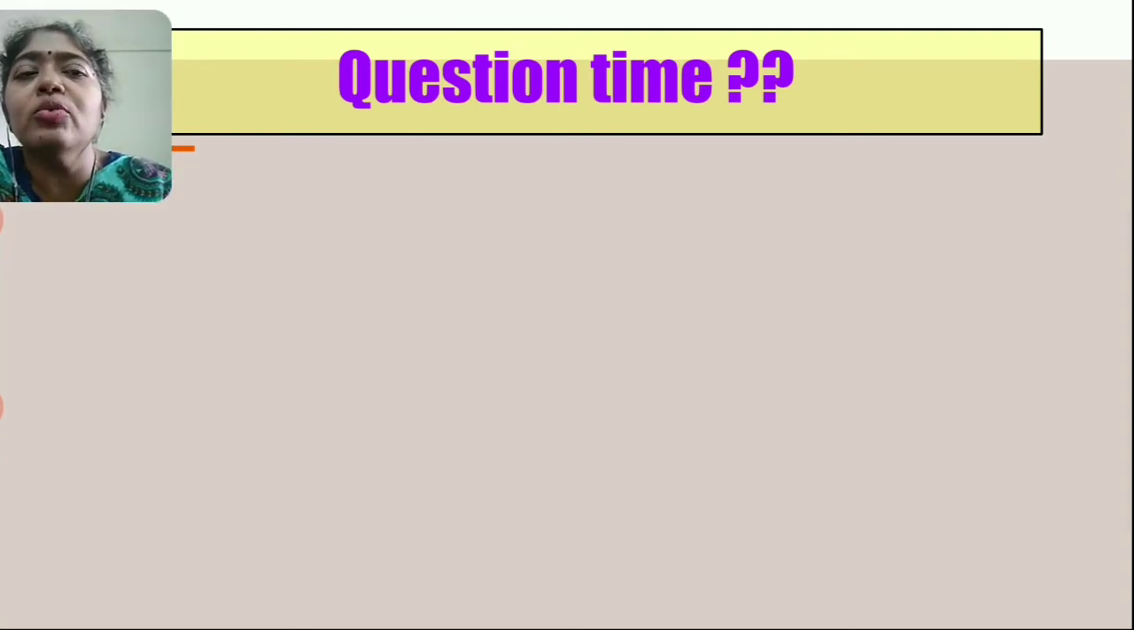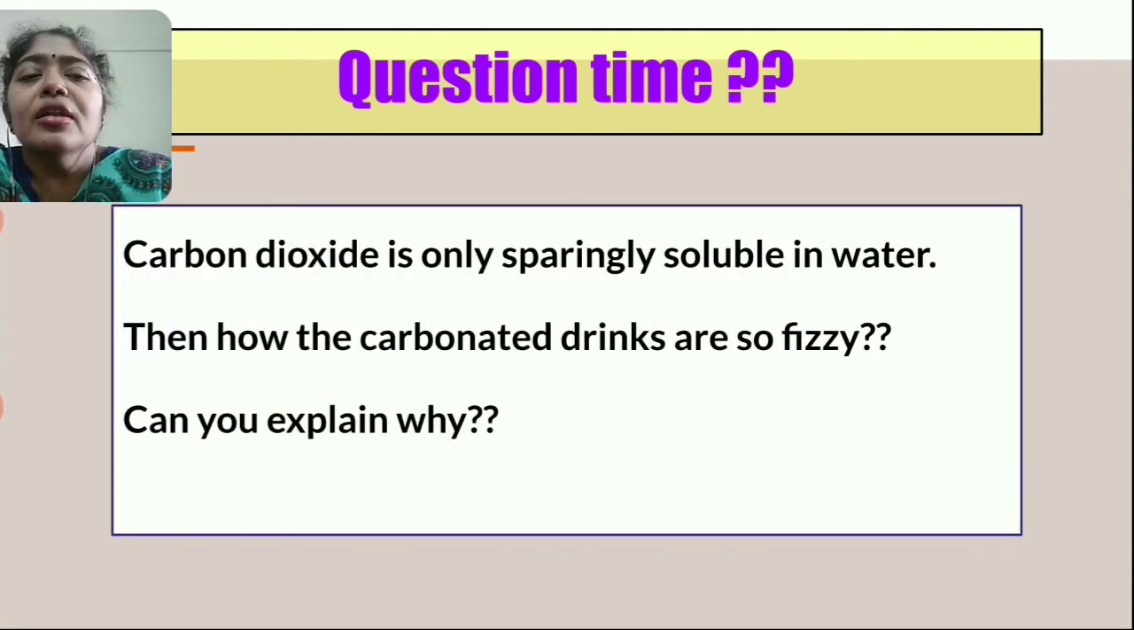Meanwhile, you just ponder over this question. Now, carbon dioxide is said to be only sparingly soluble in water. Then how come the carbonated drinks or the cool drinks are so fizzy? Just give it a thought.